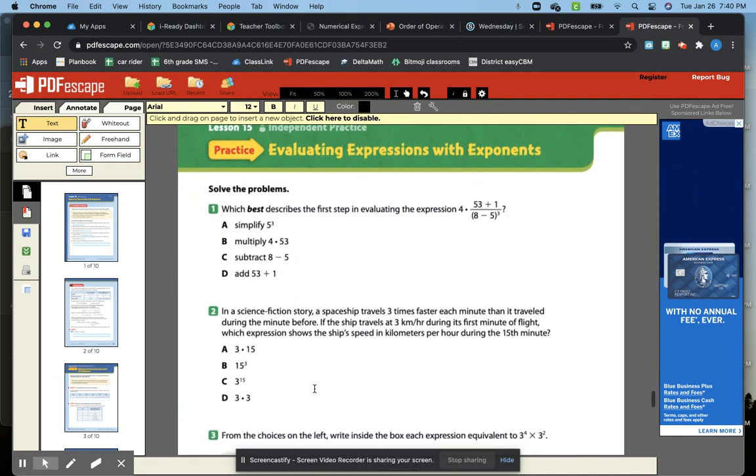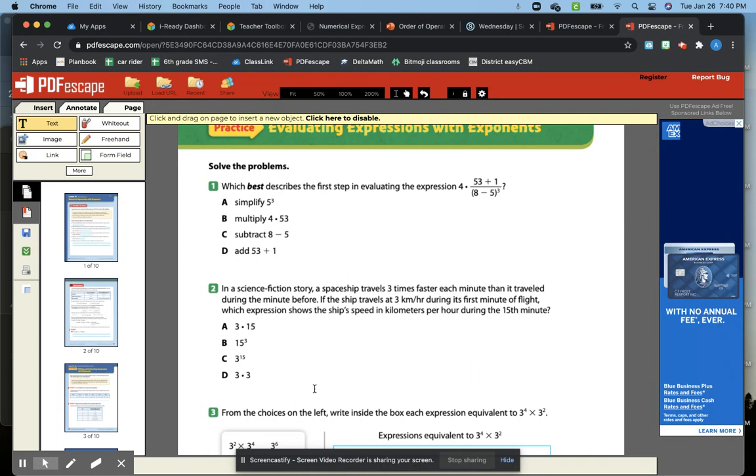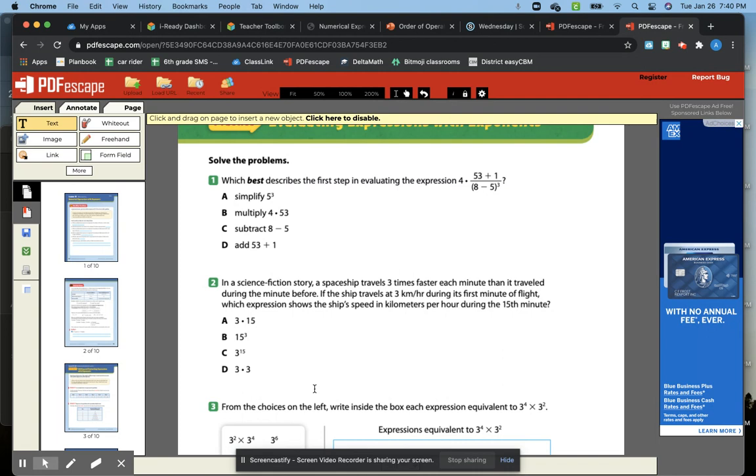Now we're going to look here. Remember, guys, you have a quiz tomorrow, and part of it's multiple choice, so make sure you are paying attention. So this says, which best describes the first step? Now, best means that there could be more than one step in the first step, but what would be the best answer? So would it be to simplify 5 cubed?